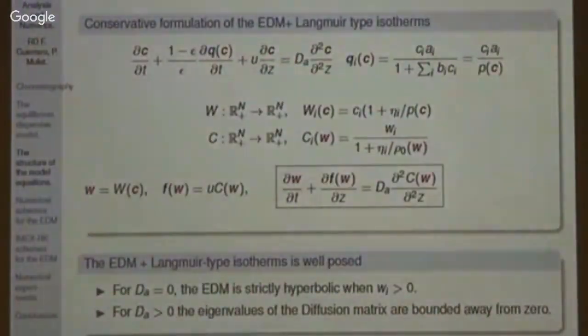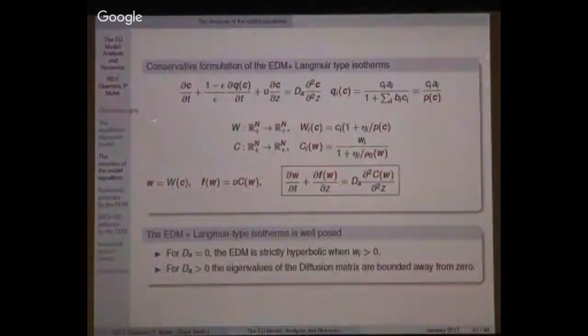Very good. So let's go back to the conservative formulation. We have the model. The Q is given by a Langmuir type. We have the W, we have the C, everything is ready in our hands to compute. Here's the conservative formulation. Let's look at it again. If you put dA equal to 0, this is a system of conservation laws, which is strictly hyperbolic in the region where all the components are positive.